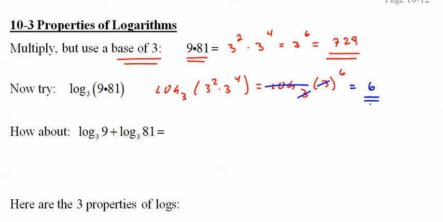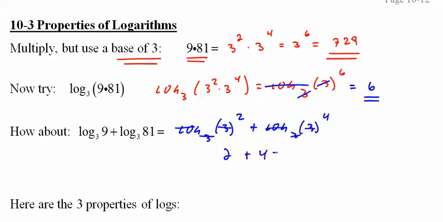So notice it's very similar. When we multiply things with the same base, we add the exponents. When we multiply things here, we add the exponents. For example, log base 3 of 3 squared, plus log base 3 of 3 to the 4th. Cancel, cancel, cancel, 2. Cancel, cancel, cancel, 4. 6. So that just shows us how log properties work.